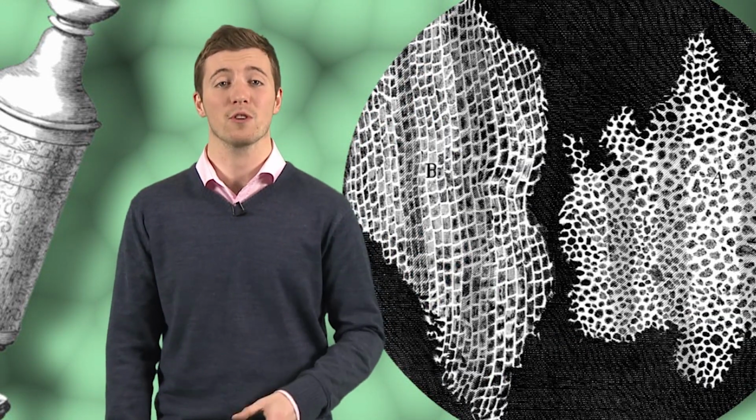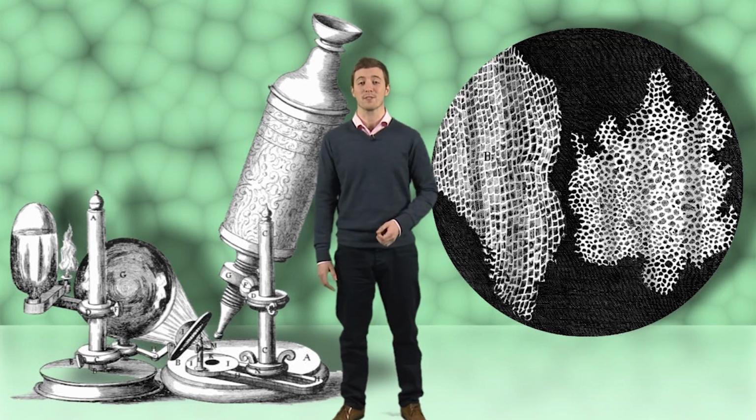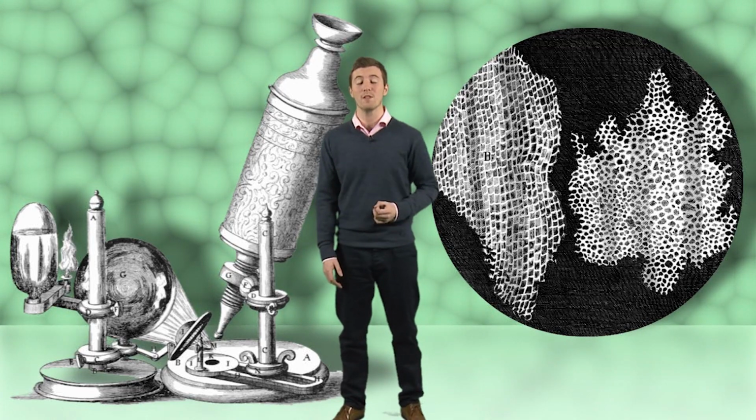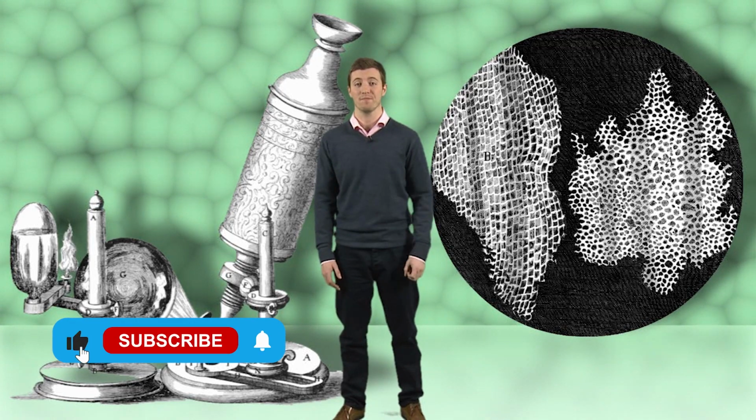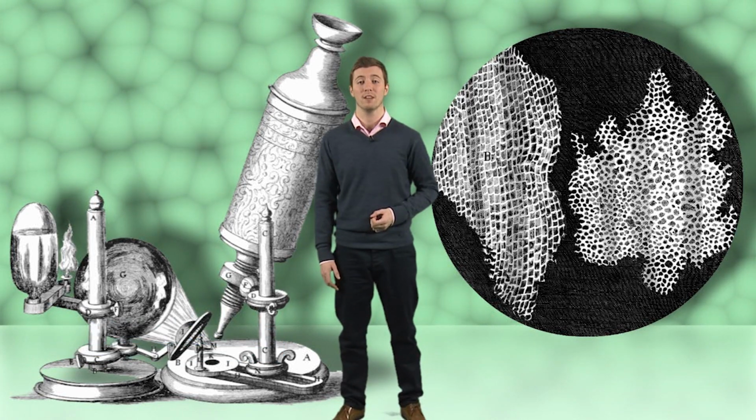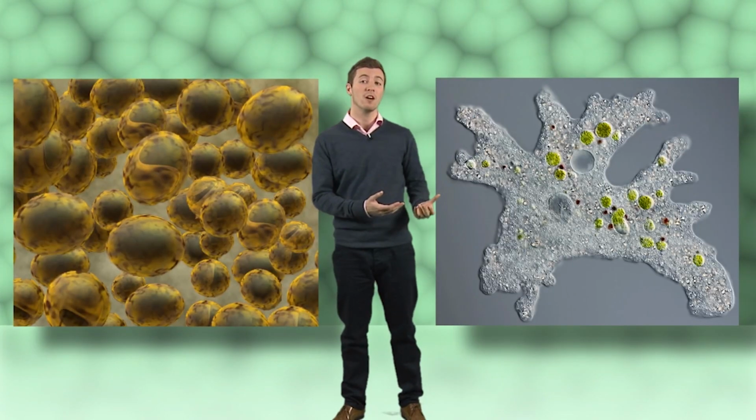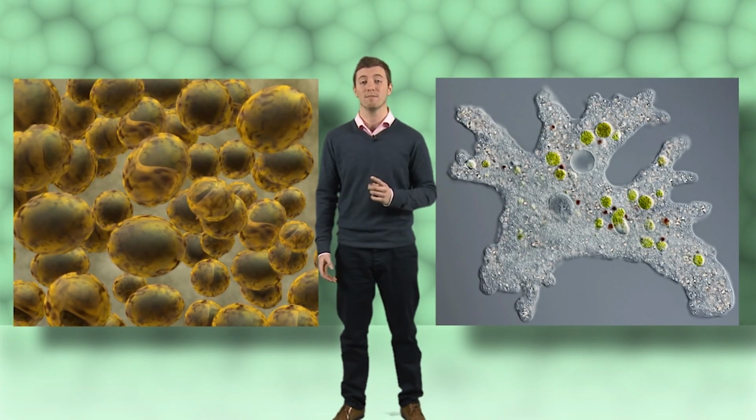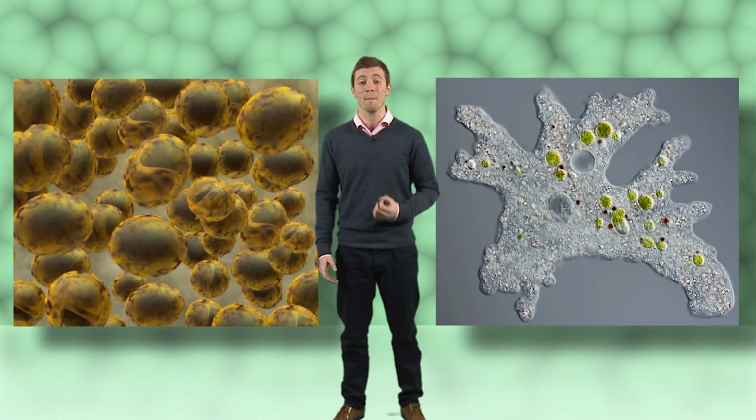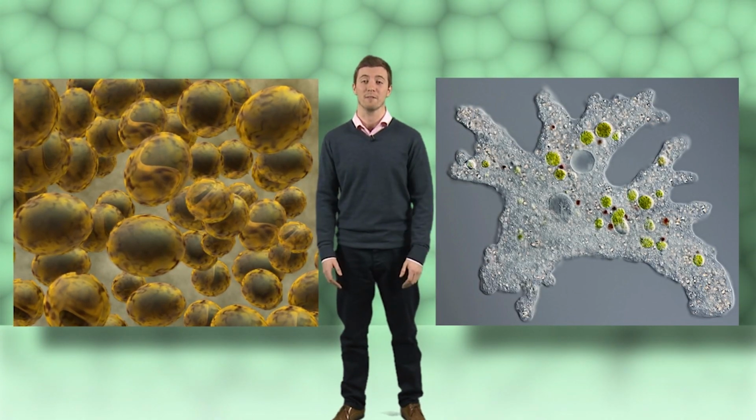He called the structures that he's seen cells. Thanks to his and other scientists' discoveries, we now know that all living organisms are made up from cells. Cells are sometimes referred to as the building blocks of life. Some organisms, like yeast or simple pond creatures, are only made up of one cell. Humans, on the other hand, are made up of 140 trillion cells all working together.